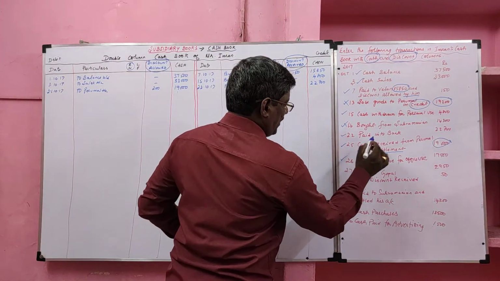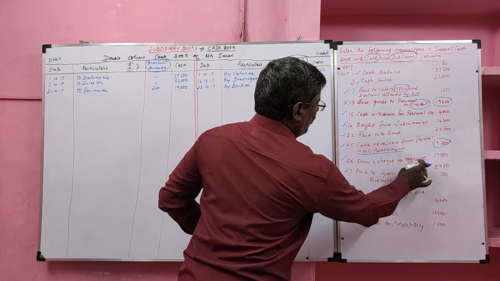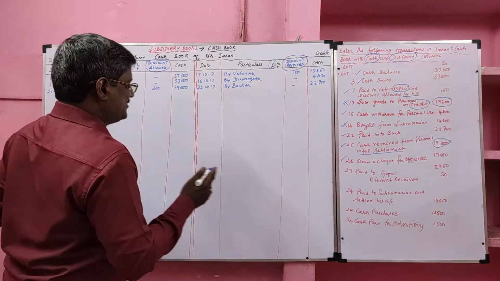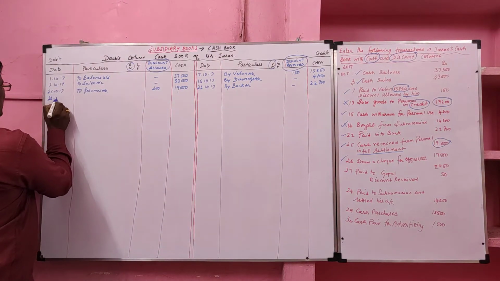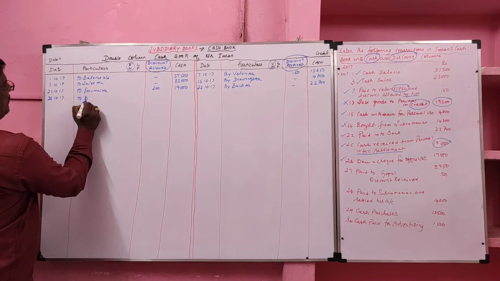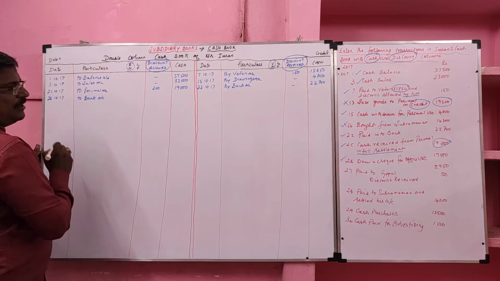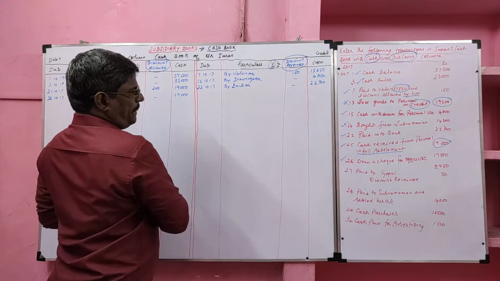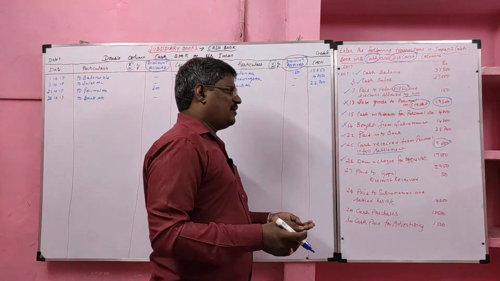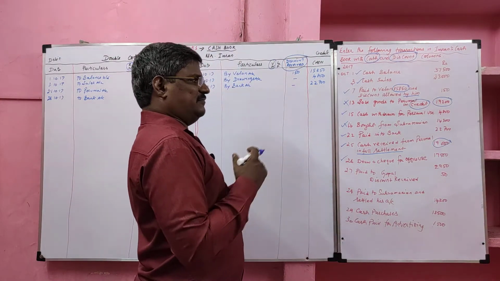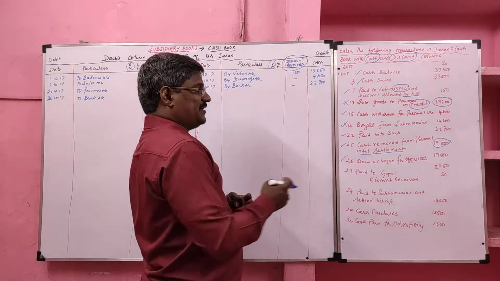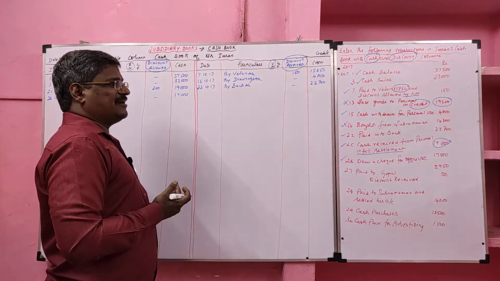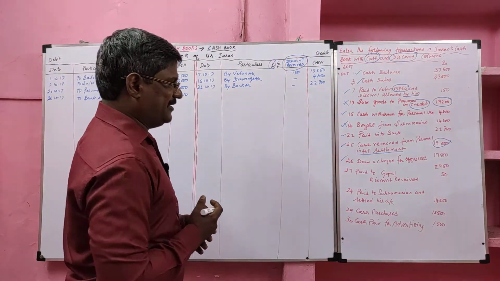Next, draw a check for office use. So we take money from the bank. It is a receipt, and it will be recorded in the debit side of the cash book. How much? 17,500. We draw a check for withdrawing money from the bank, for office purpose. So we are taking money from the bank for office use, so cash is coming in. It is a receipt and should be recorded in the debit side.